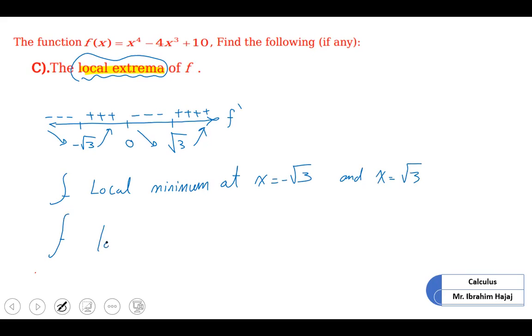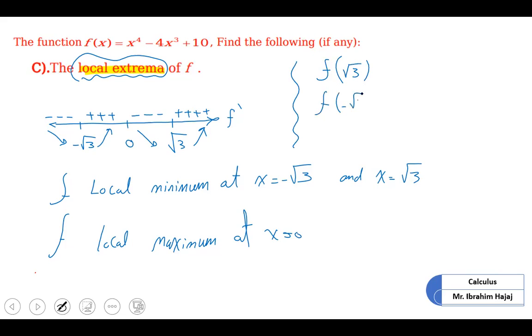Only if it has a local maximum at x equals what? 0. And then you should find the value of each one of them. How to do it? We should find f of radical 3, and you should find f of negative radical 3, and you should find f of 0 by substituting in the original function. Pay attention, I don't have a calculator here, so I'm going to leave this for you.